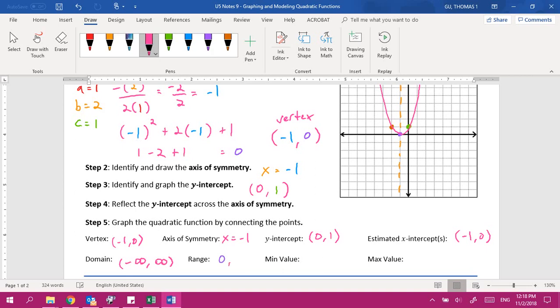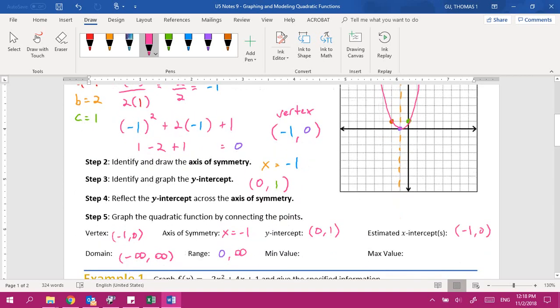0 to infinity, right? Because the lowest point is 0 for the y values, and the highest, it never stops, to infinity. But what signs should I use around it? Bracket for 0 and then parentheses for infinity. Why the bracket for 0? Because it touches the point, right? Okay. So then what is my minimum value here? 0. And what is my maximum value? None. That is right.